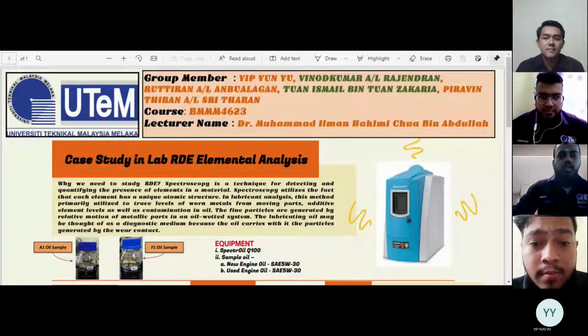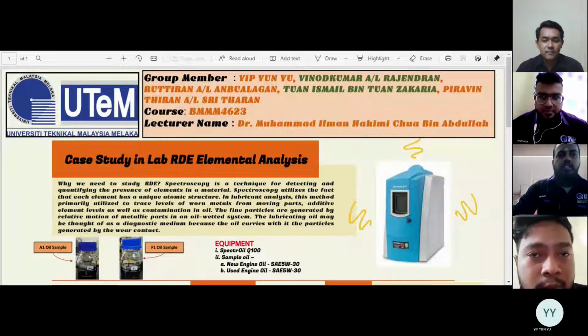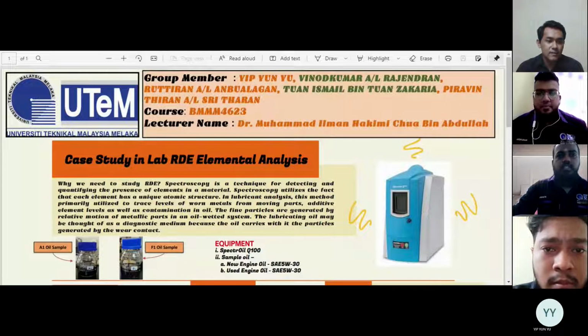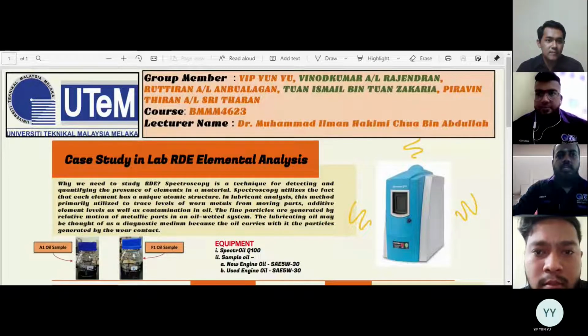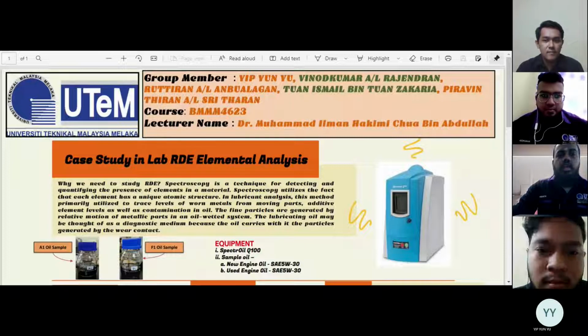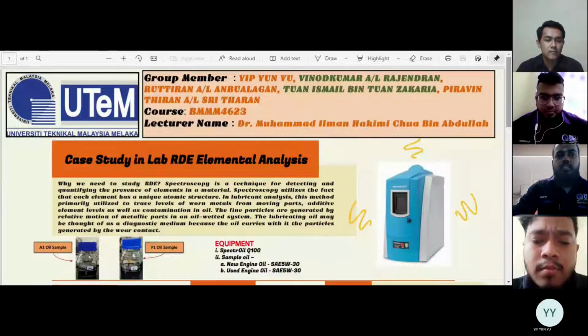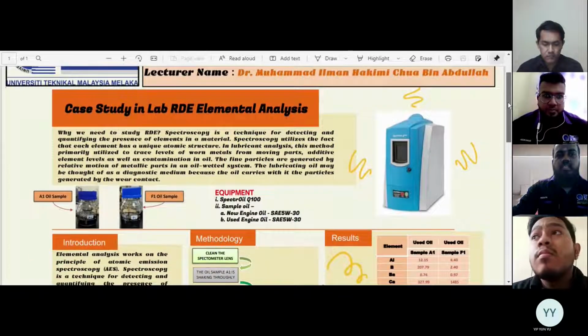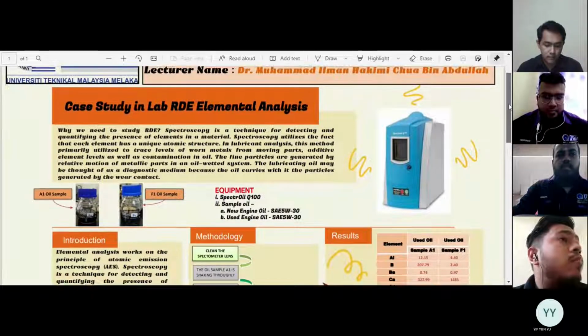Okay, let's first look at our case study. Our case study to solve the oil and wear debris analysis issue is on the second lab, which is RDE elemental analysis. RDE stands for rotating disk electrode, and as the name suggests, this technique utilizes a high purity carbon electrode to transmit high voltage electricity across a small gap to a nearby carbon disk, where when the electricity arcs across the gap, it creates a high temperature plasma which emits unique light waveforms, which in turn get analyzed through cameras in the equipment.